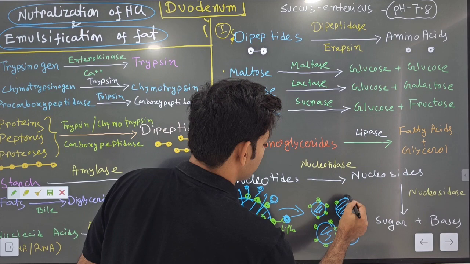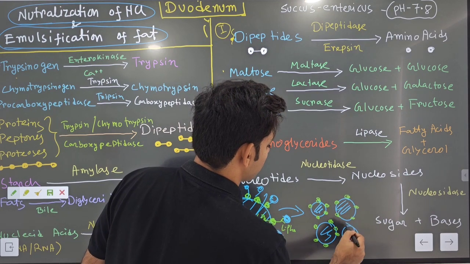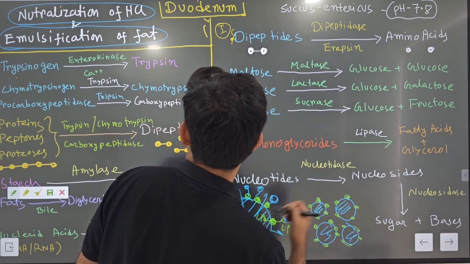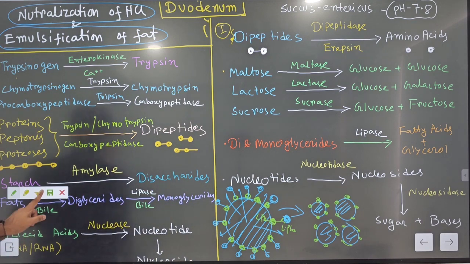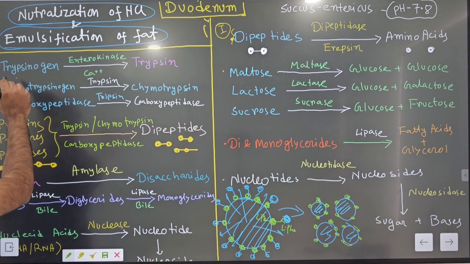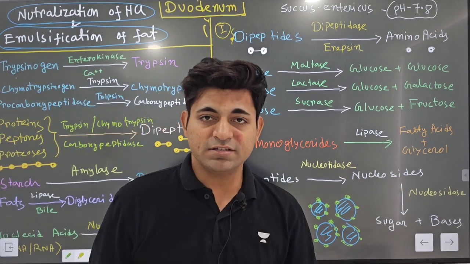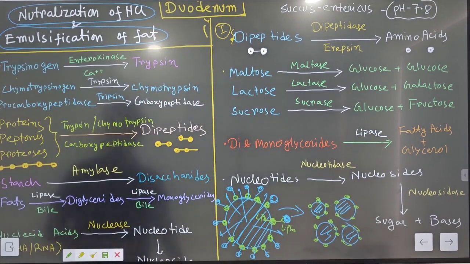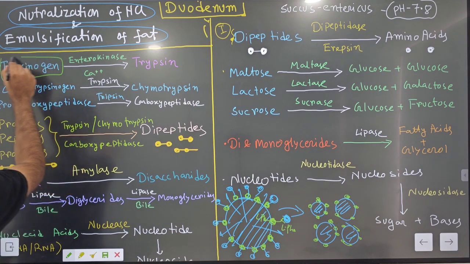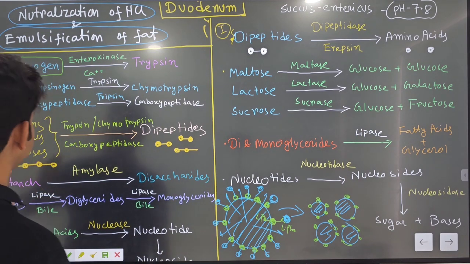Mixing of fat droplets with water, that is called emulsification. Okay, now the next process will get initiated. Now first of all, pancreatic enzymes will start working. Trypsinogen, protein digesting enzymes, proteases are there.